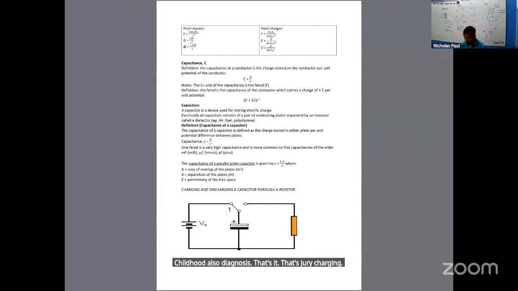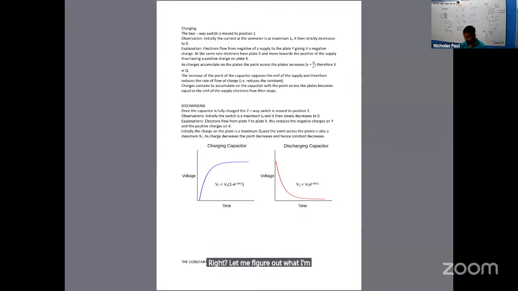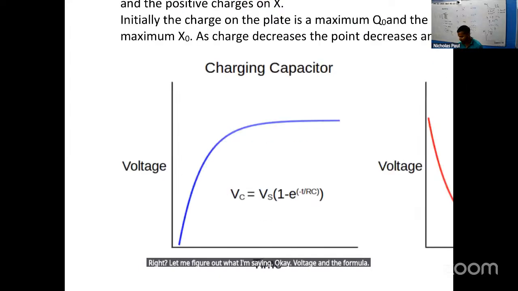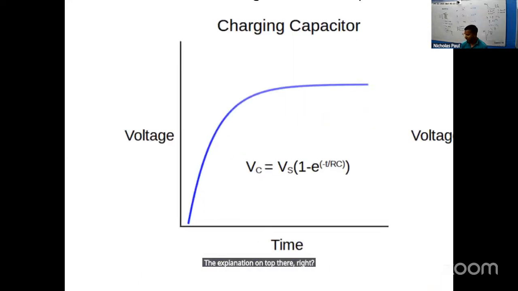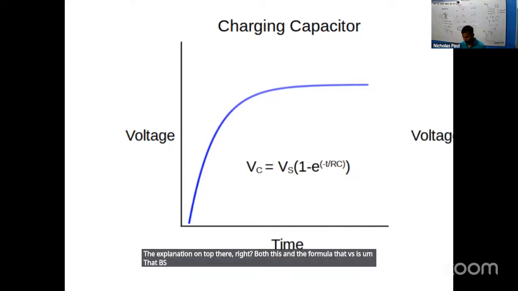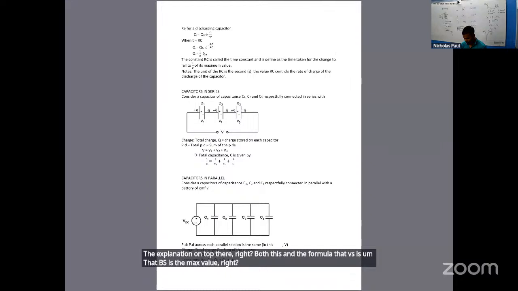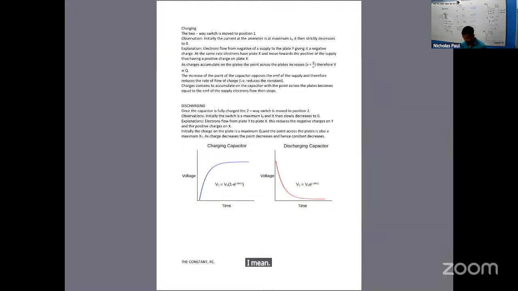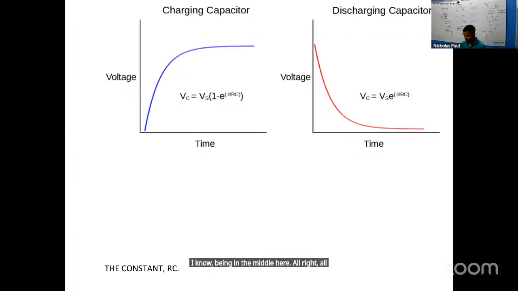Okay. Voltage and the formula. That Vs is the max value, right? I'll draw the graphs here.